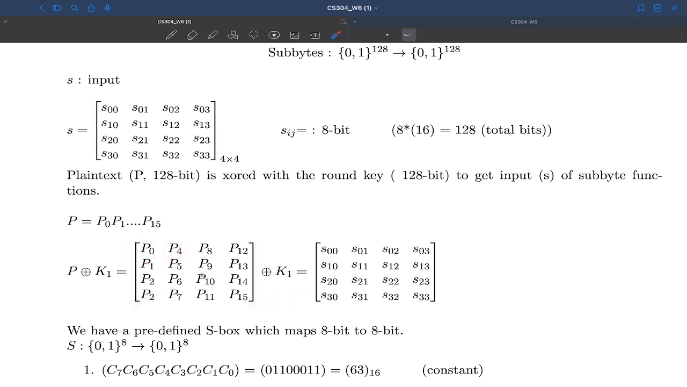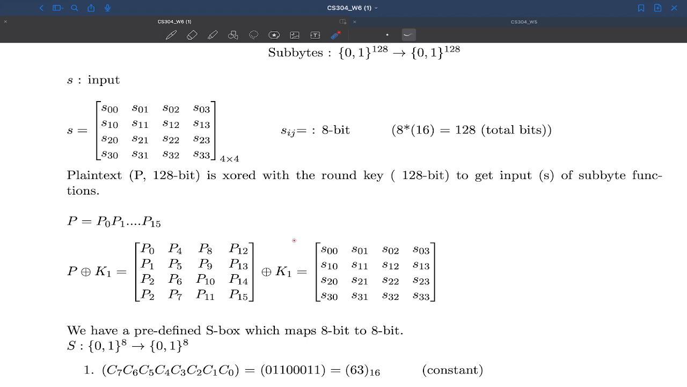Okay, I XOR this matrix with another matrix, K1. K1 is a key for this round function. We know that in AES we generate a key for every round function, and we generate keys for each round function by the key scheduling algorithm. How we are getting this K1, we will learn while we learn the key scheduling algorithm. But for now, just understand that we have a key K1 which is generated by some key scheduling algorithm for this round.